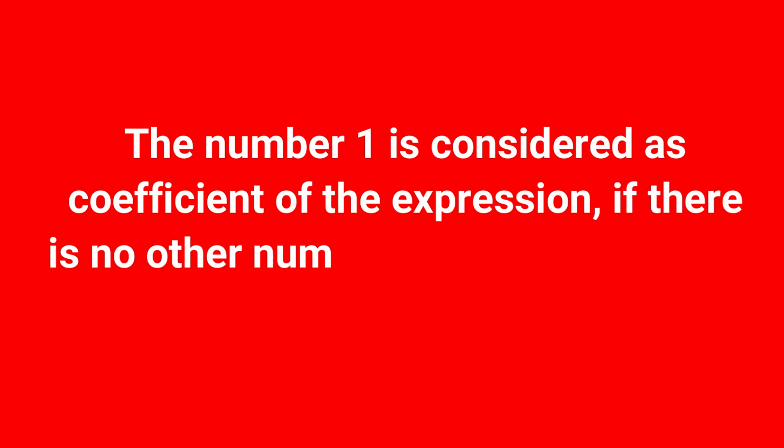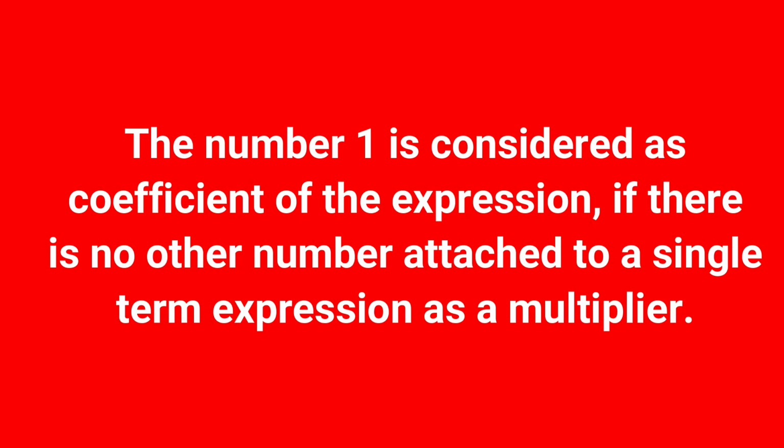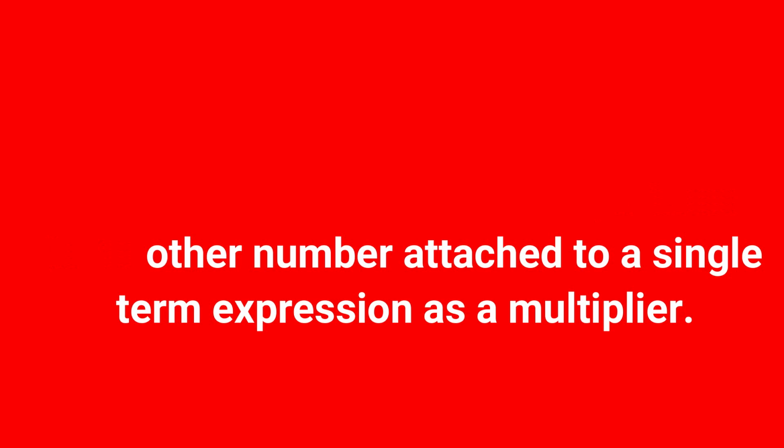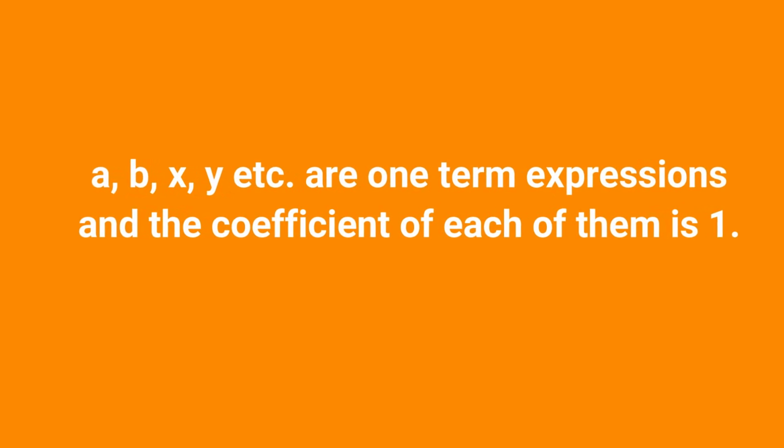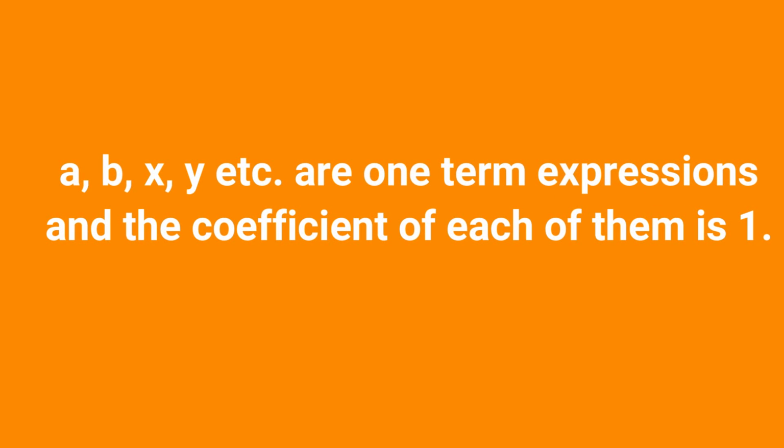The number 1 is considered as coefficient of the expression if there is no other number attached to a single term expression as a multiplier. For example, a, b, x, y, etc. are one-term expressions and the coefficient of each of them is 1.